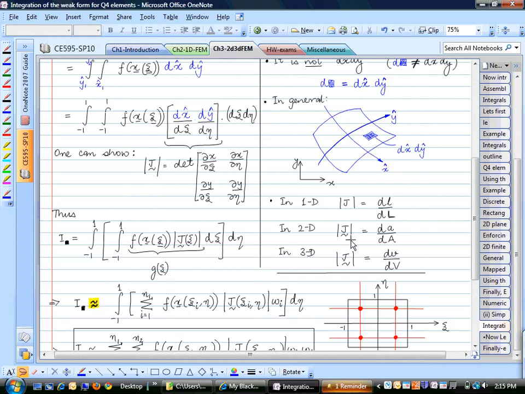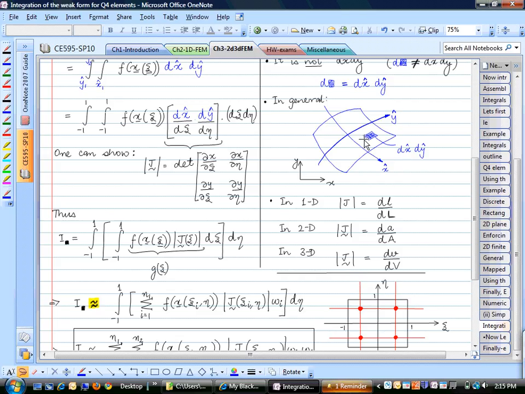In 2 dimensions, the Jacobian is a 2 cross 2 matrix. And if you take the determinant of that 2 cross 2 matrix, that is the ratio of this area to the small elemental area in the parent domain. In 3 dimensions, this is something that you should remember from mechanics, that the change in volume is nothing but determinant of j, where j is pretty much the same as your deformation gradient. And this is also something that we talked about in the first few lectures.